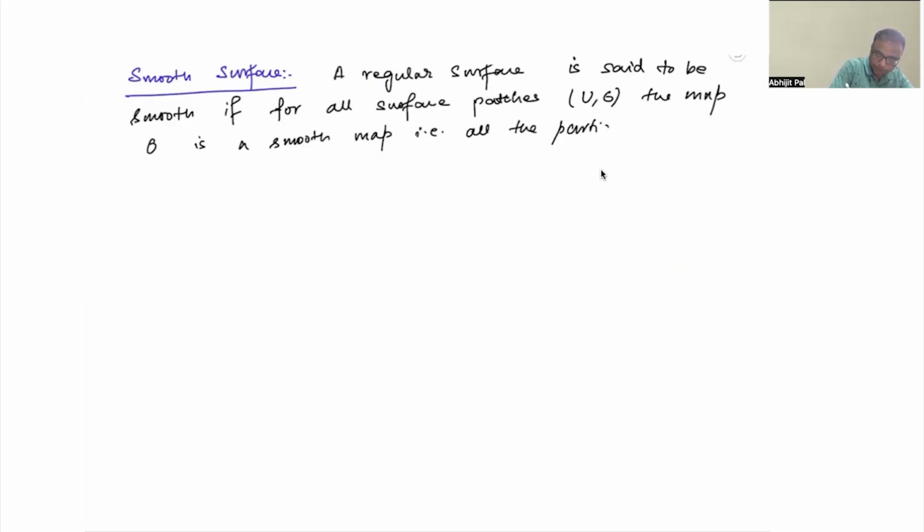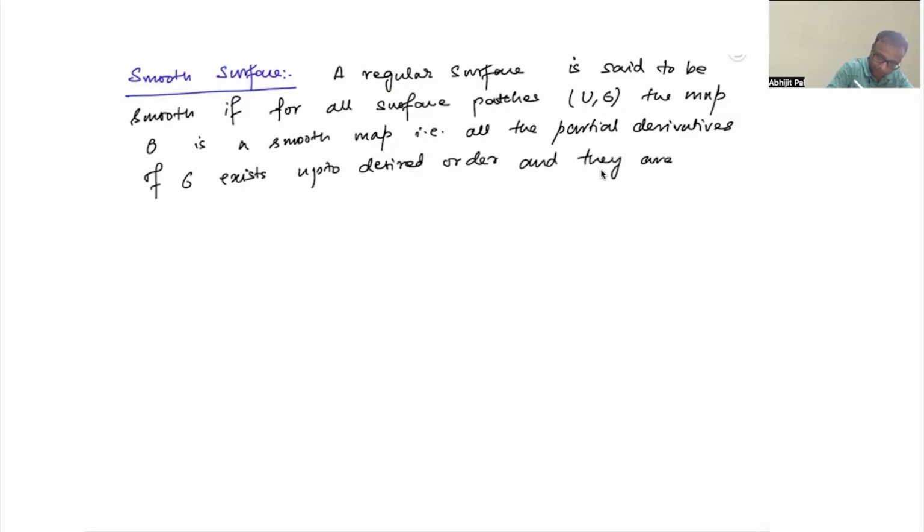partial derivatives of sigma exist up to the desired order and they are continuous. Okay, so this is the definition of a smooth surface. So whatever we deal with, almost all the surfaces will be smooth ones. Okay, all right.